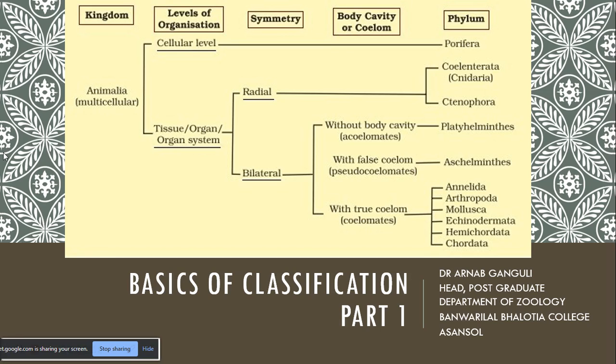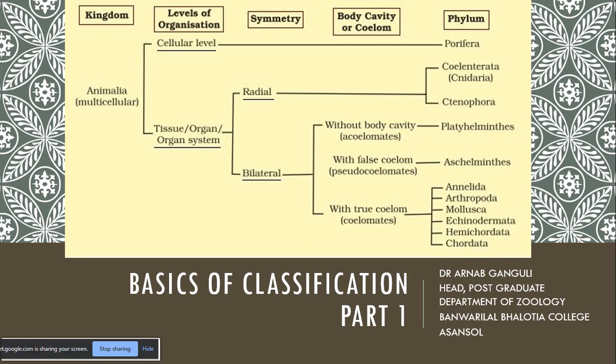So, basics of classification, part 1. This picture has been taken from the class 11 NCERT textbook. You can see there is something known as kingdom, Animalia, multicellular. Then you have another term used, levels of organization. There is another term, symmetry. There is another term, cavity or coelom, and another term you find is phylum. Whenever you speak of kingdom, the first thing you see surrounding yourself is either plants or animals. So this is animal.